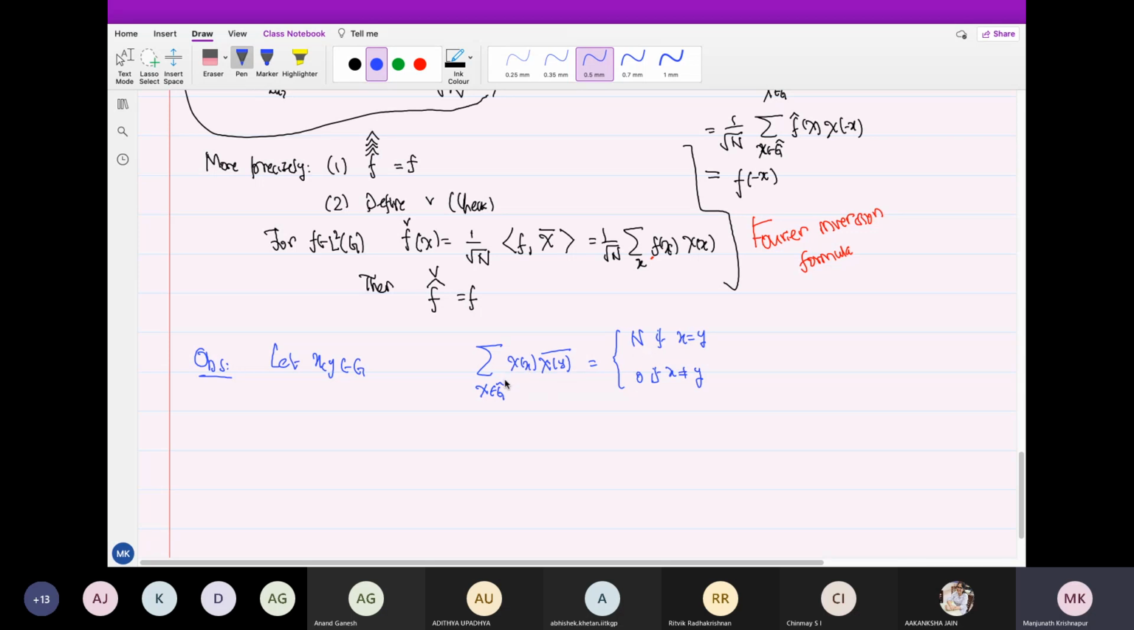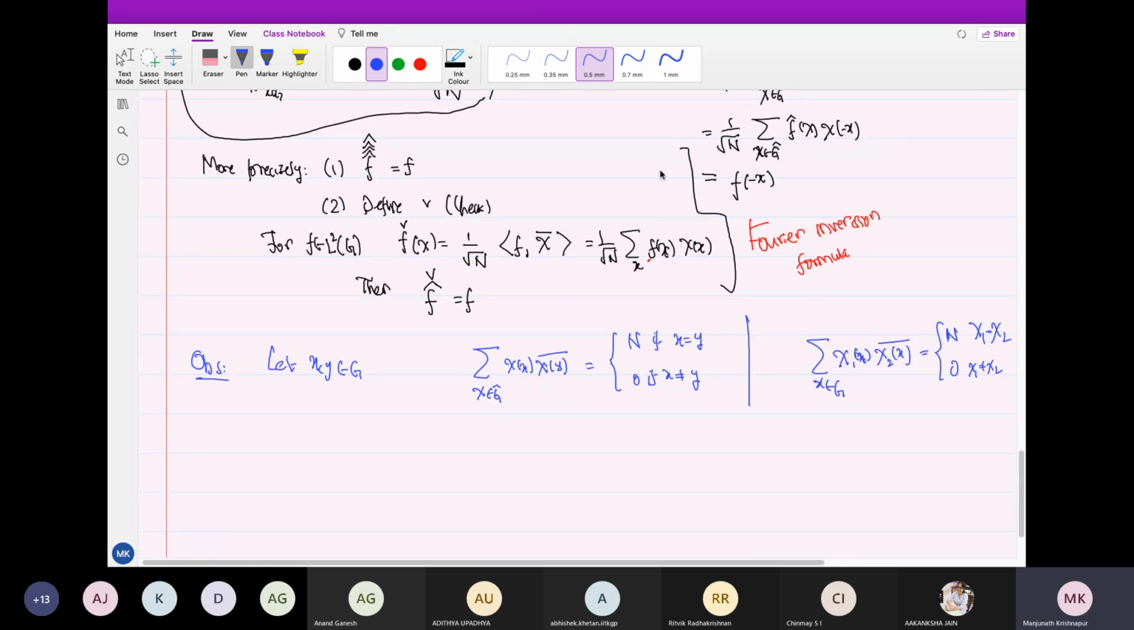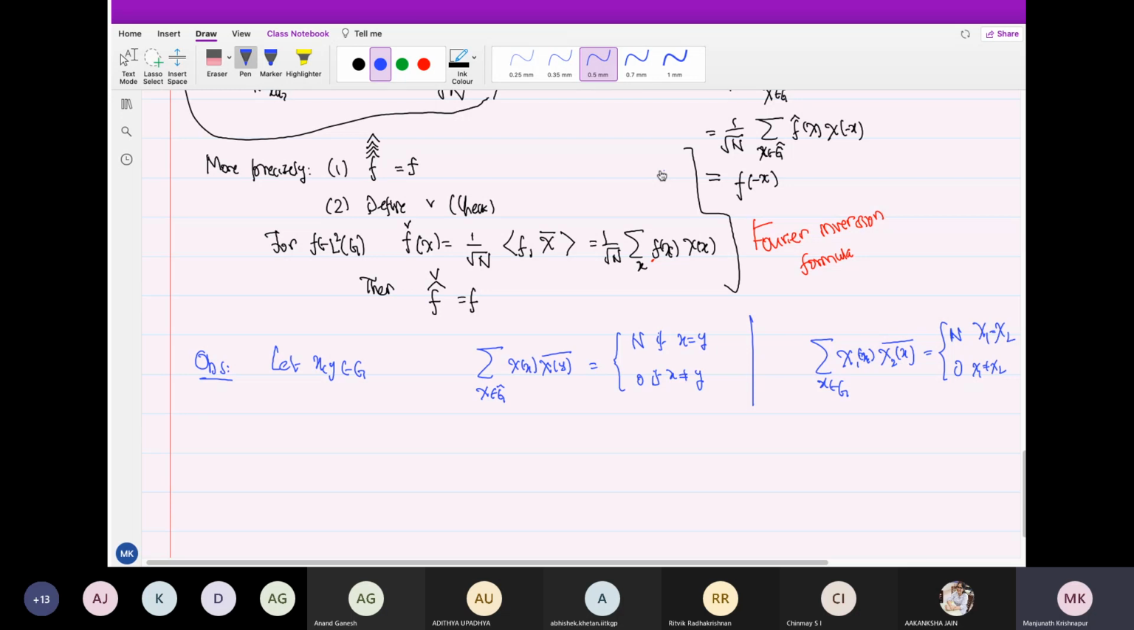This is different from the other orthogonality relation I had written, which was for two characters: we take chi1 of x, chi2 of x bar and sum over x in G. That gives n if chi1 equals chi2, and 0 if chi1 is not equal to chi2. So this is slightly different and you can immediately see from duality why this is true. I will leave it to you as an exercise. Okay, I will stop here and if there are any questions, I'll be happy to take them.